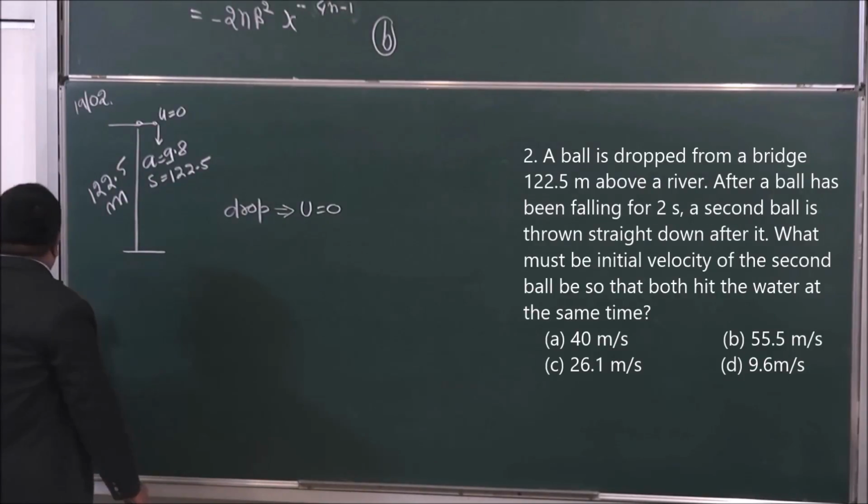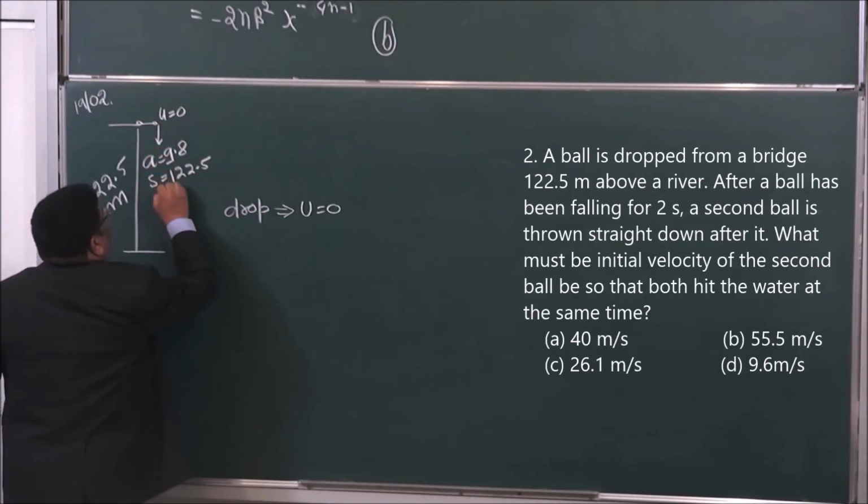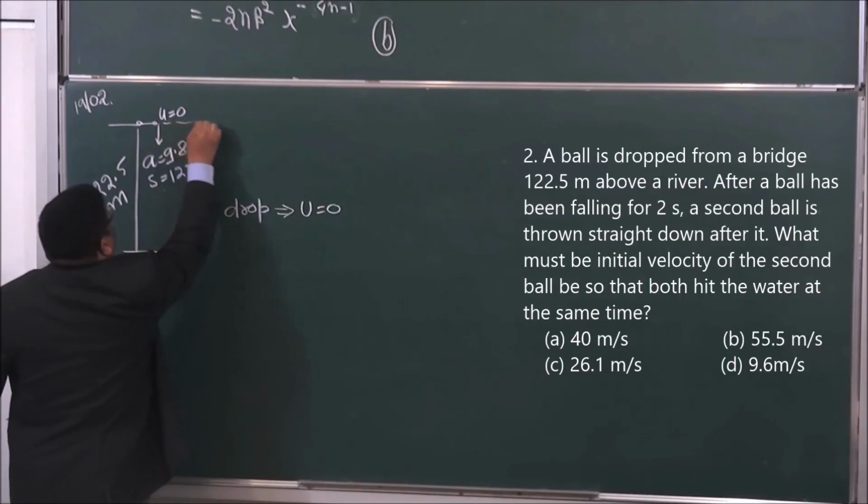After the ball has been falling for 2 seconds, when it has fallen for 2 seconds, then we are throwing another ball.